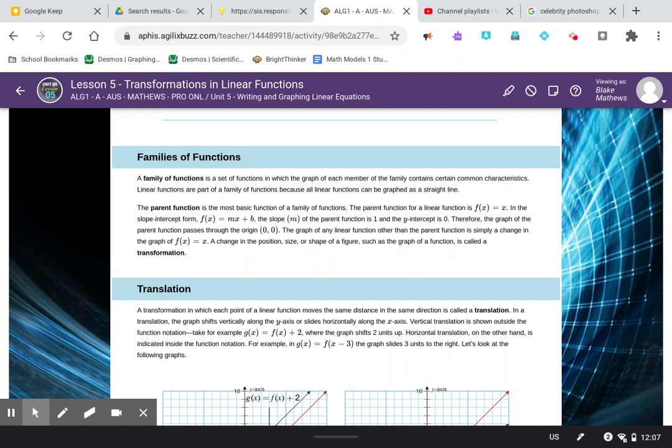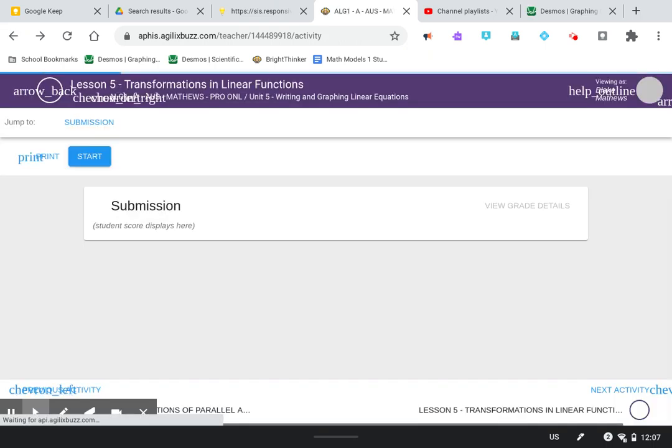And so with linear functions, that is going to be the function, and I should have done that. Sorry about that. Let's open this in a new tab. There we go.